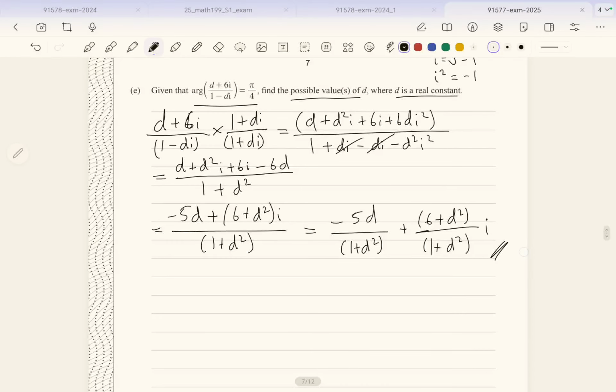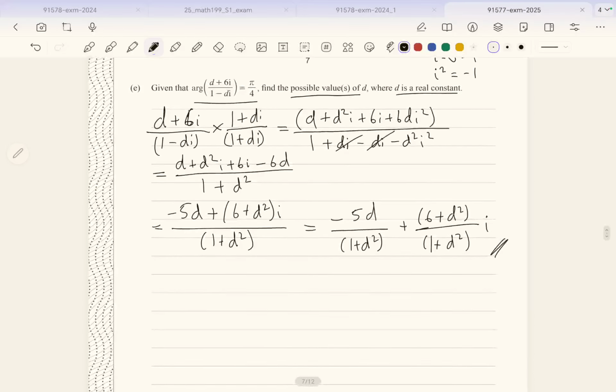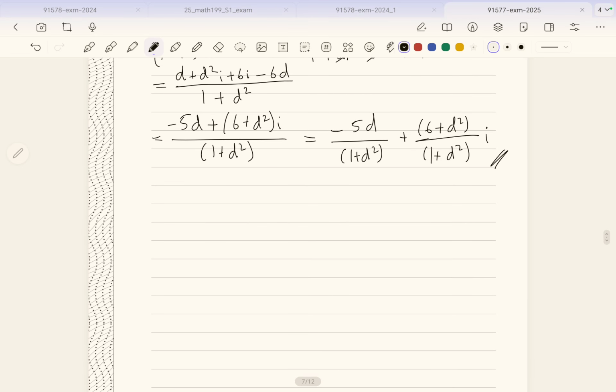And so what we can do now, looking at the question, is that the argument of this expression is equal to pi/4. Now in the formula sheet, in the special triangle section, we see that the only triangle that has pi/4 is the one listed below. This angle is pi/4. That angle is also pi/4. This length is 1. This length is also 1.